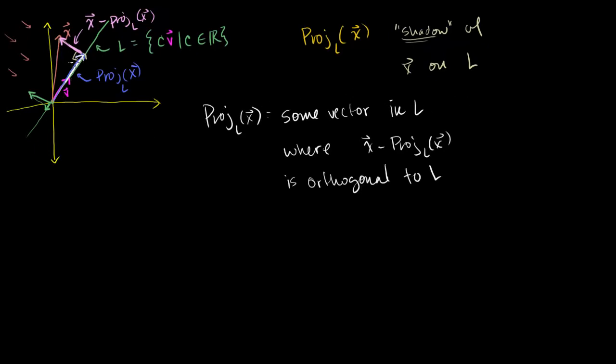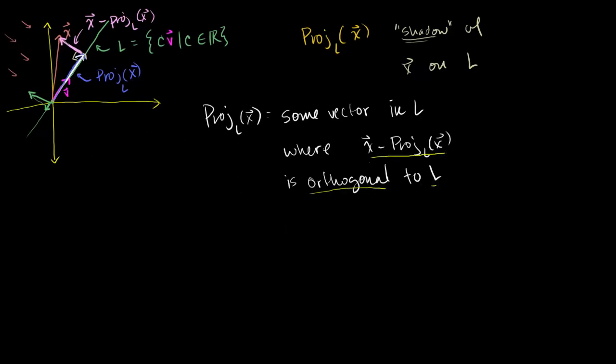And that is a little bit more precise, and I think it makes a bit of sense why it connects to the idea of the shadow or a projection. But how can we deal with this? I mean, this is still just in words. How can I actually calculate the projection of x onto L? Well, the key clue here is this notion that x minus the projection of x is orthogonal to L. So let's see if we can use that somehow.